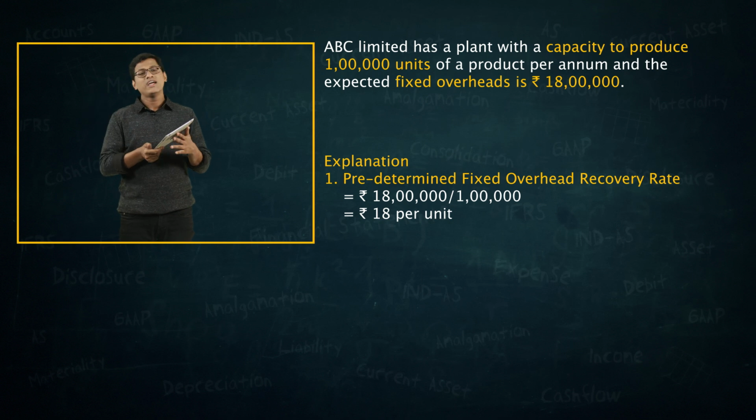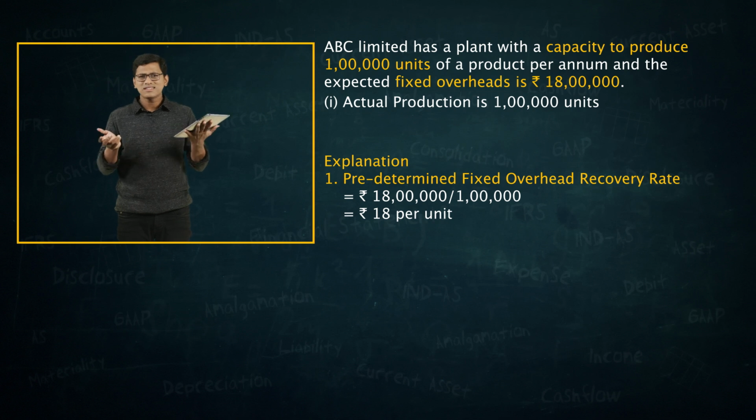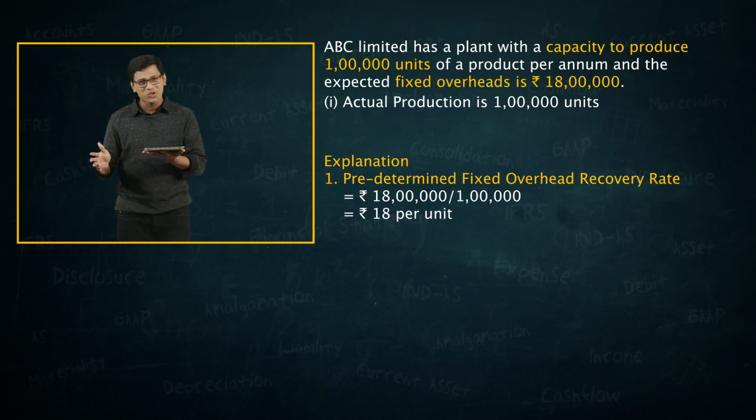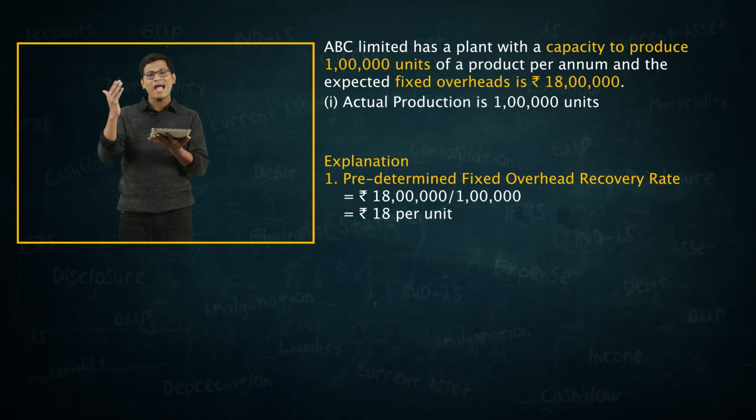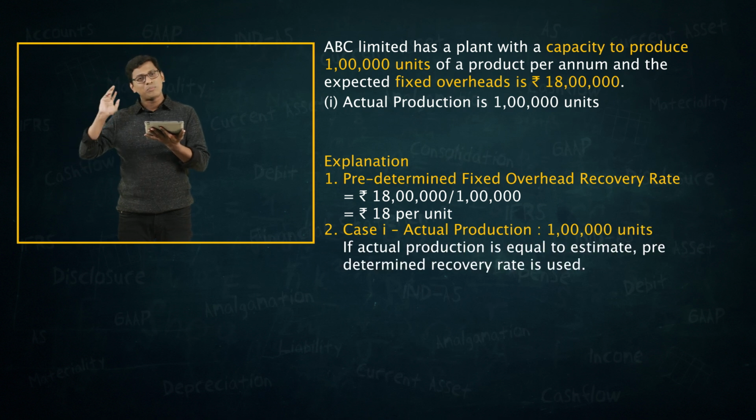Fine. Now, in case 1, if actual production is 1 lakh units, then what should we do? Nothing. You already have the predetermined fixed overhead recovery rate of 18 rupees per unit and the actual is equal to the expected units of 1 lakh. So you can continue with the predetermined fixed overhead recovery rate you assessed.